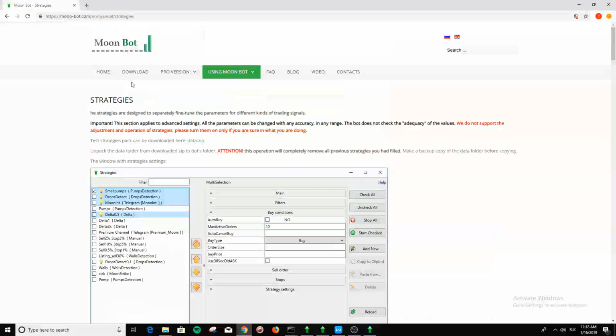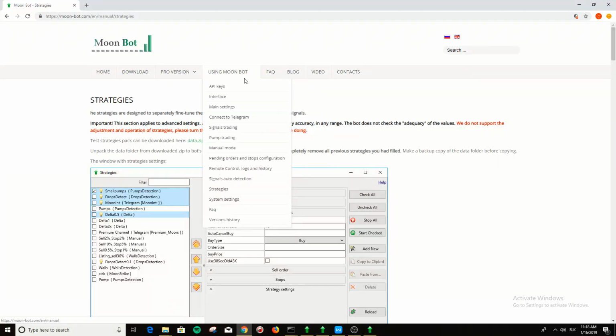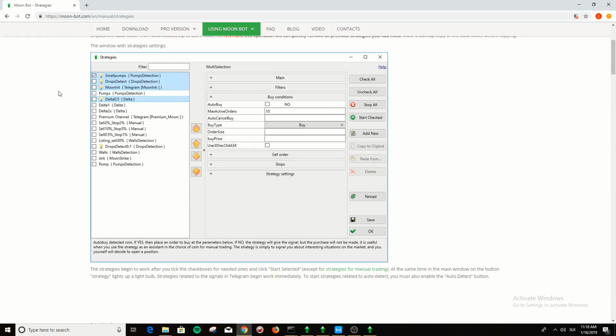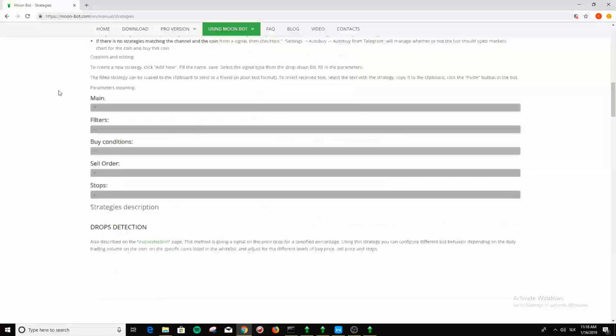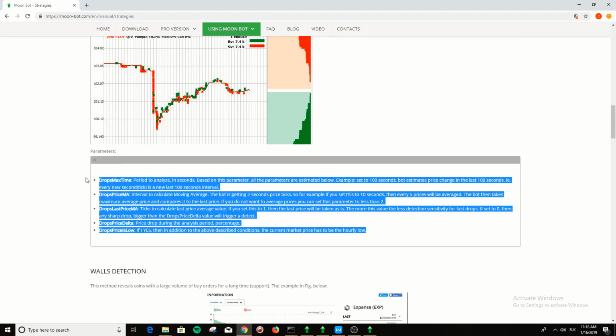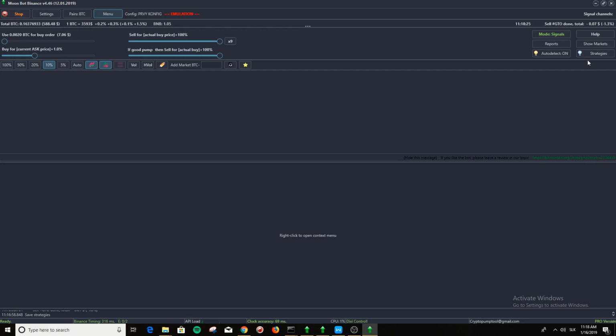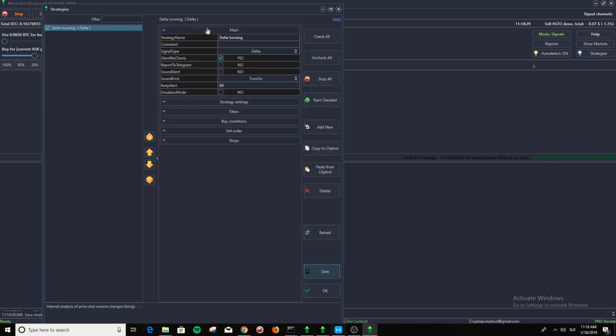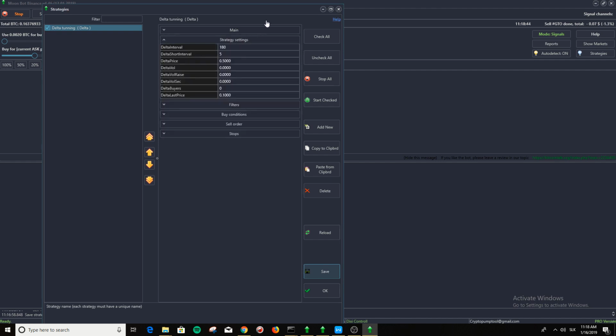So, if you have thought and chosen what strategy you want to create, head to the Moonbot website right away and read about all the indicators in this strategy. This is very important. You need to know what indicators do what if you want to tune this strategy. After that, let's create a basic strategy. While setting it up, set everything like this. Those settings will allow the strategy to have the most detections possible.